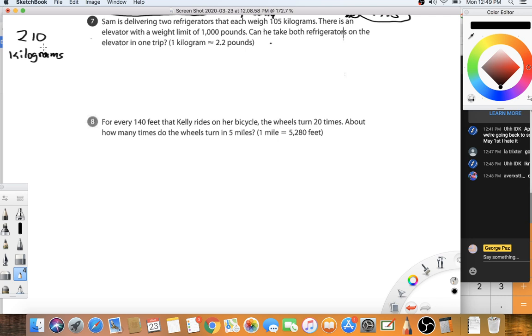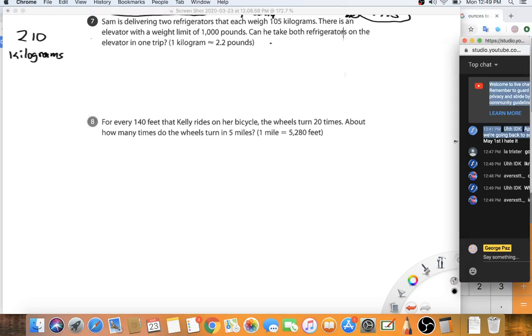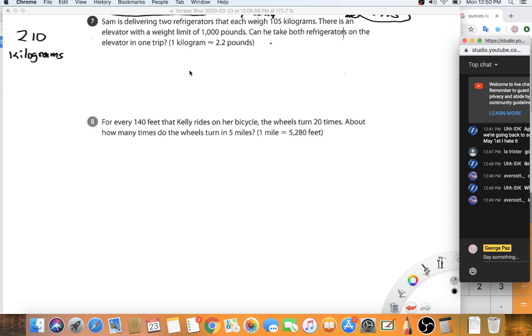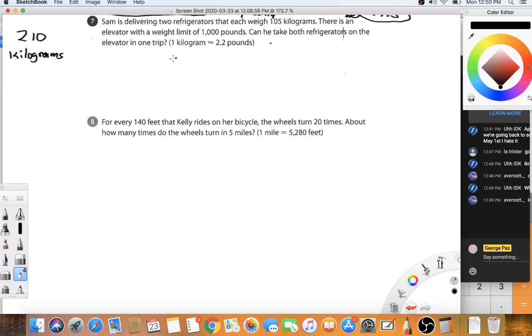Now, they want to see if this can make it up the elevator, and the elevator has a weight limit of 1,000 pounds. 1,000 pounds is not kilograms, so we need to convert kilograms into pounds. This is 1 kilogram. The ratio of 1 kilogram is around 2.2 pounds. We're going to use that ratio. So we need to change it from 1 kilogram to 210 kilograms.